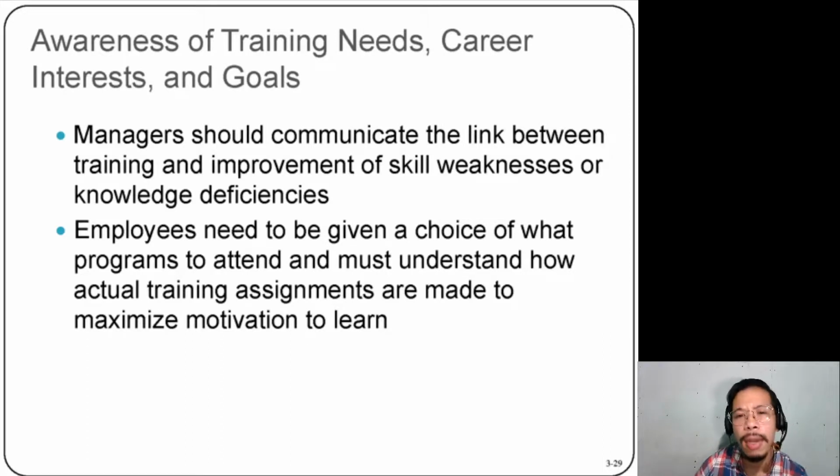So let's go now to the awareness of training needs, career interests, and goals. This is in connection to the person analysis. So what is the current interest of the people in the organization? Managers should communicate the link between training and improvement of skill weaknesses or knowledge deficiencies. As managers, it's their task to really know the dynamics that is happening within the team. So what is the strength of the team?